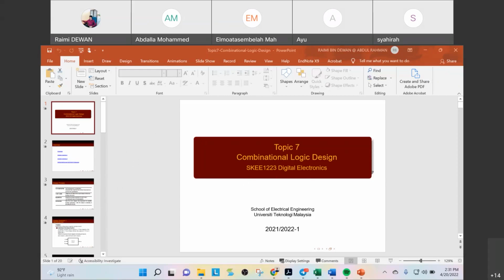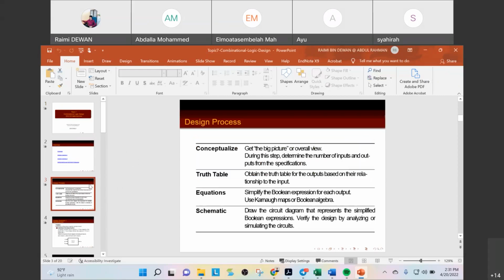Okay, so the complete one is actually as in the lecture video and also what I have in the module. First is conceptualize. You need to get the big picture of the overview. It means you will do a black box, a box where you don't know what is inside. However, you have predefined: you know the input and what output to expect. That's why we call it conceptualize. We try to conceptualize what is the input and what is the output, and the logic is inside the box, whose function we don't know. We don't know the actual logic inside. Then you do the truth table, okay?